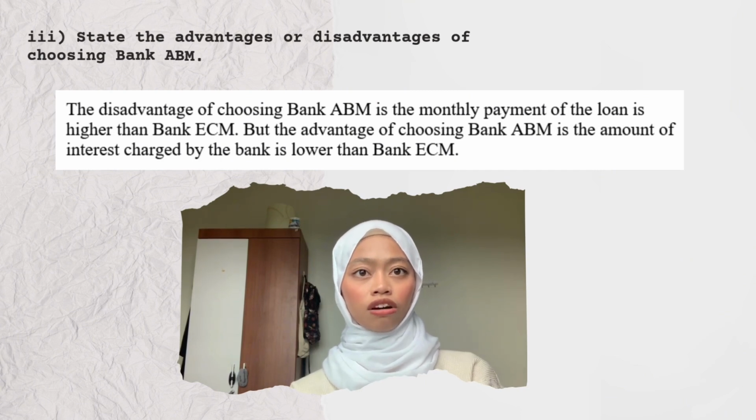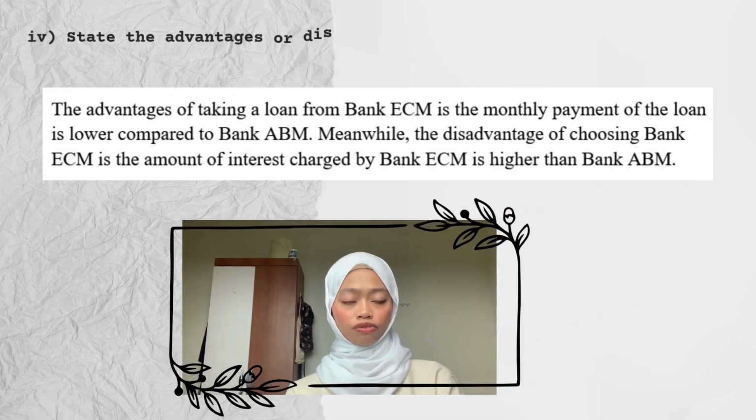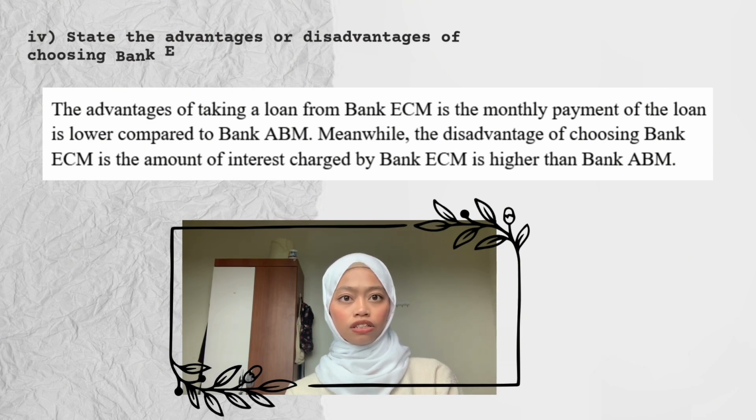State the advantage or disadvantage of choosing Bank ABM. The disadvantage of choosing Bank ABM is the monthly payment of the loan is higher than Bank ECM, but the advantage of choosing Bank ABM is the amount of interest charged by the bank is lower than Bank ECM. State the advantage or disadvantage of choosing Bank ECM. The advantage of taking a loan from Bank ECM is the monthly payment of the loan is lower compared to Bank ABM. Meanwhile, the disadvantage of choosing Bank ECM is the amount of interest charged by Bank ECM is higher than Bank ABM.